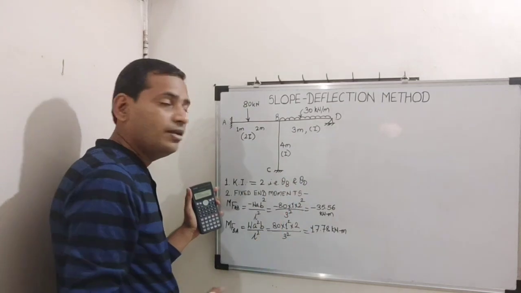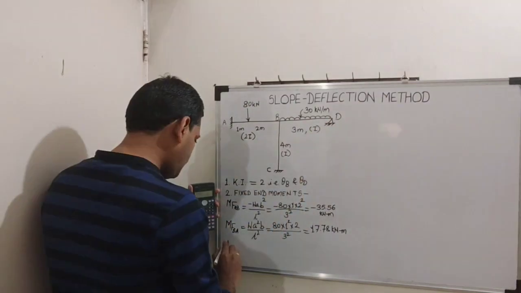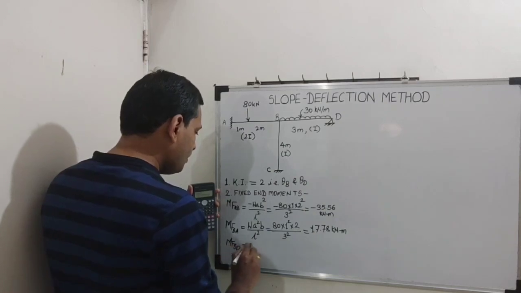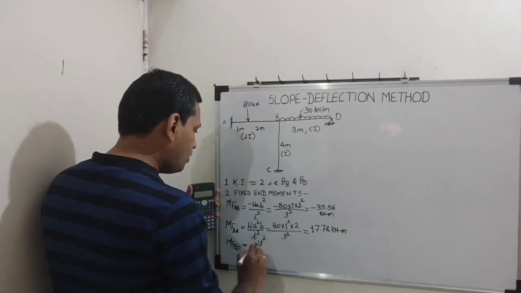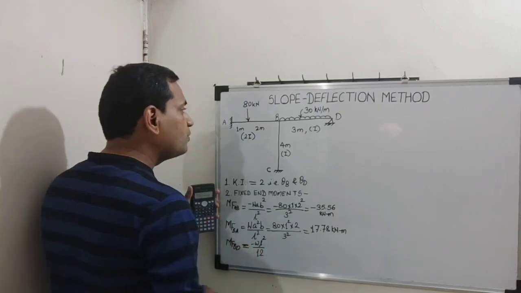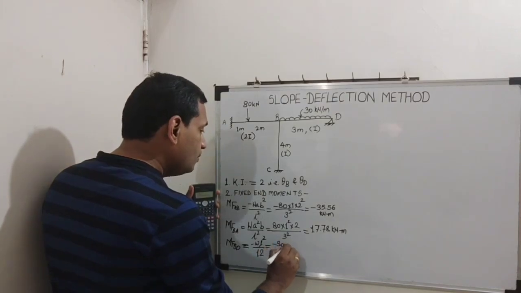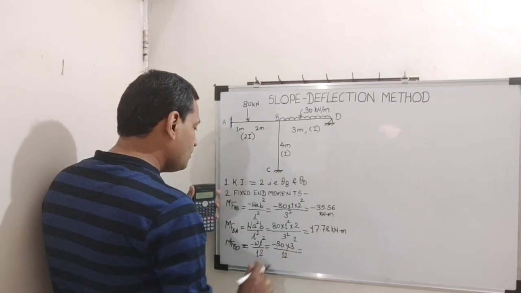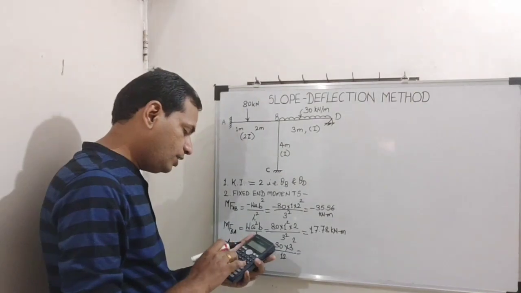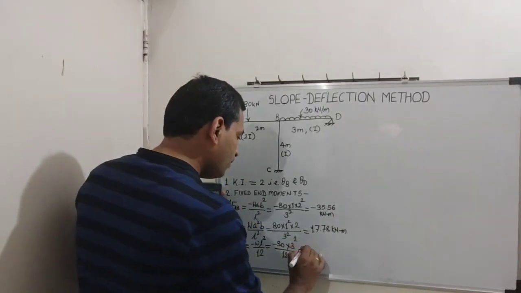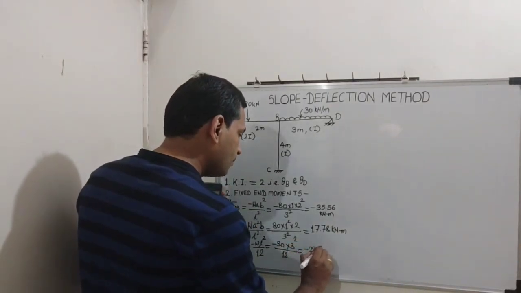Then come to second span BD. MFBD. So what will be MFBD? Minus W L squared upon 12. Okay. Minus W L squared upon 12. So minus 30 into 3 squared upon 12. So 30 into 3 squared is 9. So it is minus 22.5 kilonewton meter.